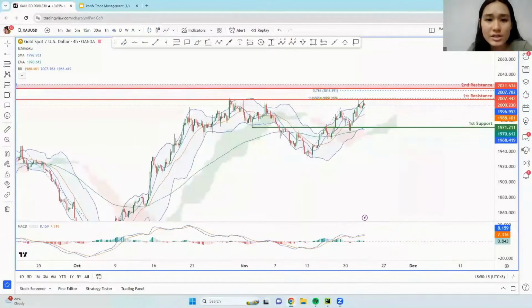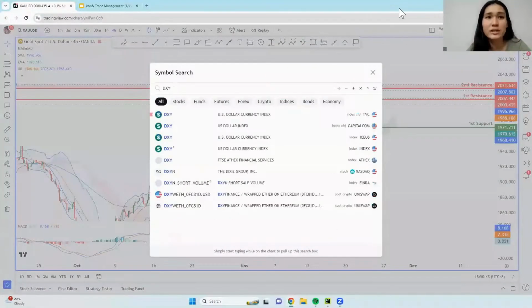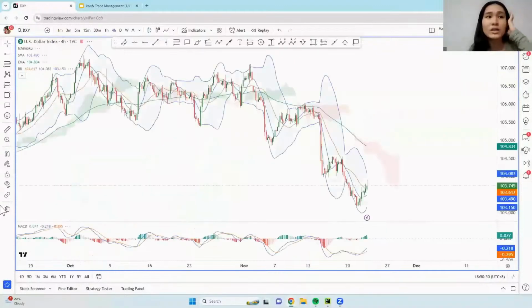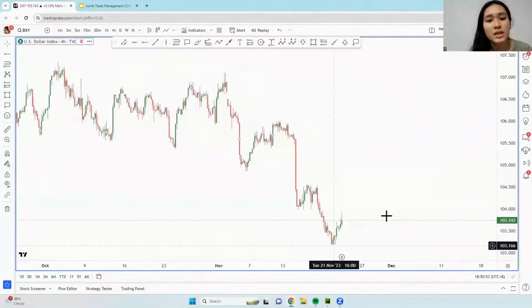Do you guys have any questions or anything else you'd like me to go through? Yeah, I can go through one more. Yeah, we can do DXY really quickly. So this will be our last chart for today.